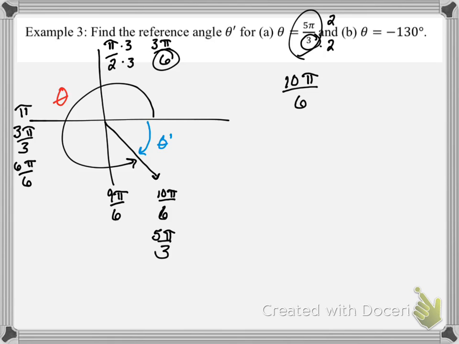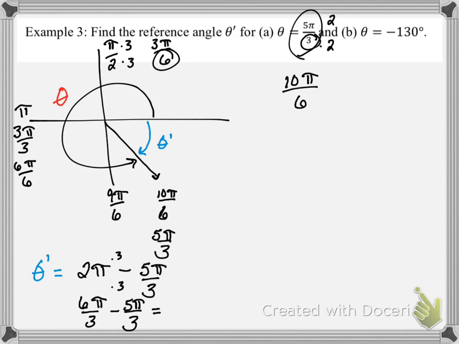So to find what that little theta prime is, I'm going to need to take my full rotation, which is 2 pi, and take off that 5 pi over 3 to figure out what that little piece there is. Well, we need a common denominator, times 3. So this would be 6 pi over 3 minus 5 pi over 3, which is 1 pi over 3. So there's my reference angle.